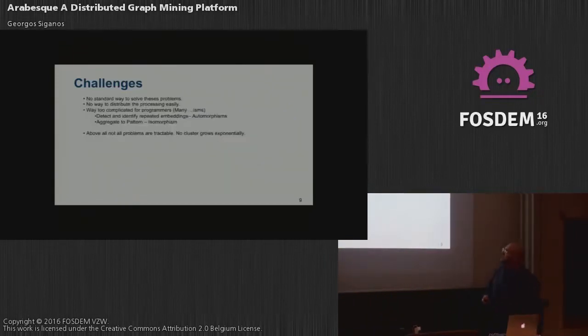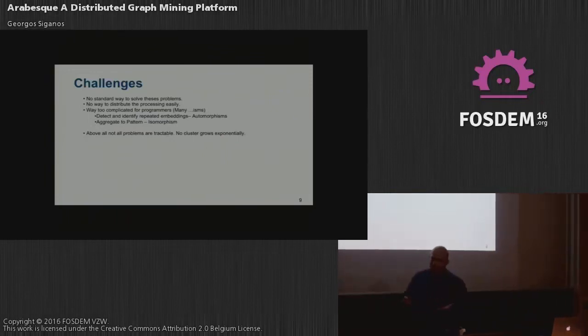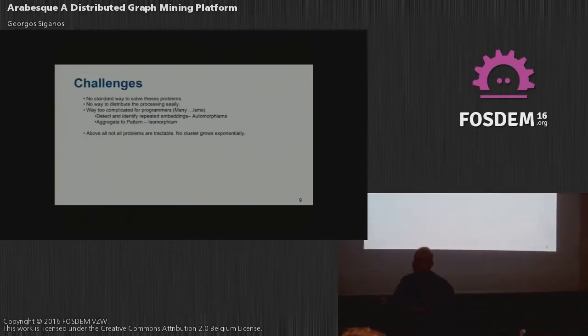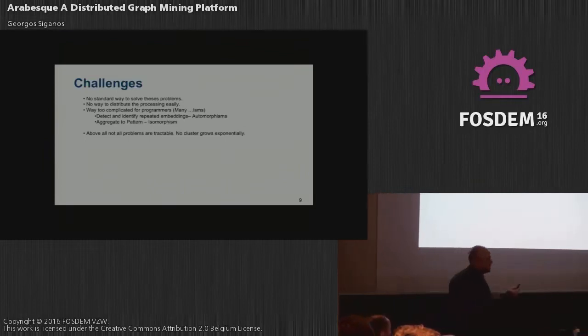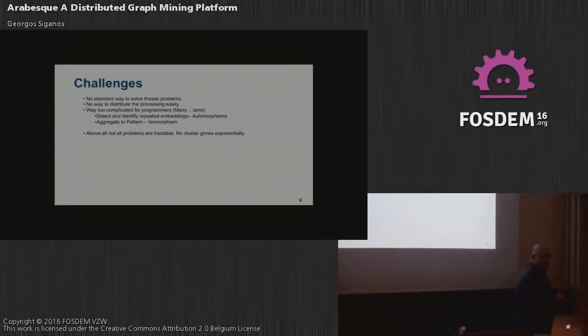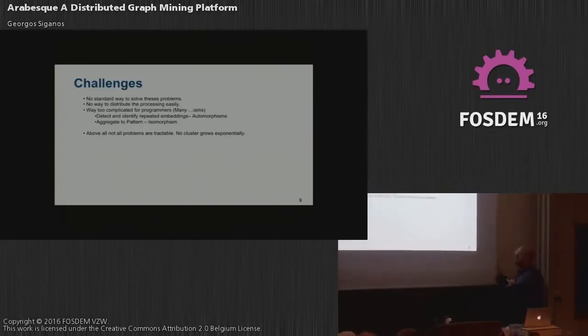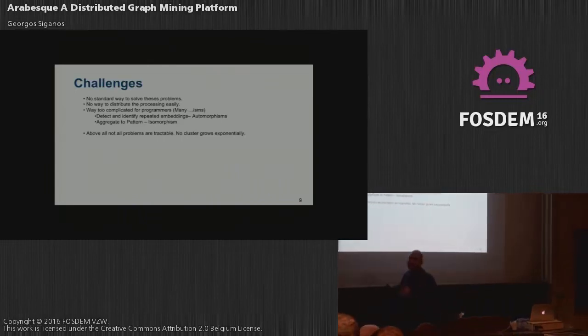What are the other challenges? There are no standard ways to solve this kind of problem. You can think, oh, but we have the think-like-a-vertex model, and we can apply it to solve this kind of problem. But as I will say later, this is not a very good fit. There are no standard ways to distribute this kind of process. Okay? And above all, it's very complicated for programmers to sit down and implement these algorithms correctly.